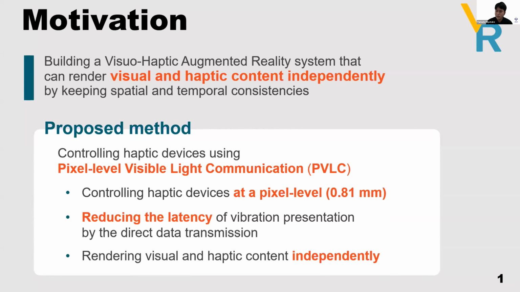So our research motivation is building a Visuo-Haptic augmented reality system that can independently render visual and haptic content while keeping spatial and temporal consistency. The essential technology of our study is to use pixel-level visible light communication, PVLC, to control haptic devices. It enables us to control haptic devices at a pixel level. Also, it reduces the latency to present vibrations by the fastest transmission, and enables us to render visual and haptic information independently.